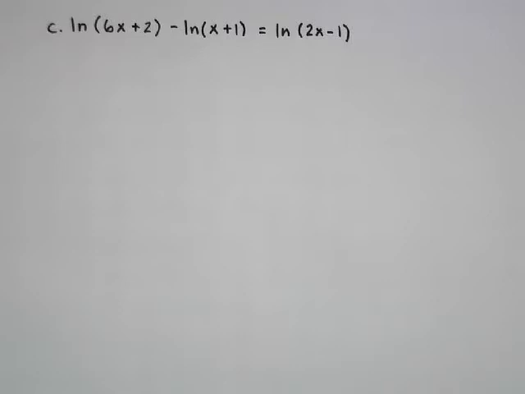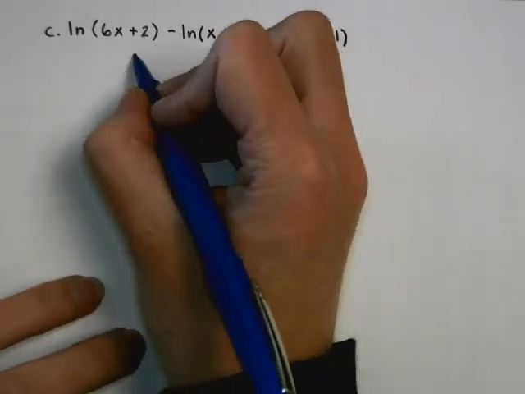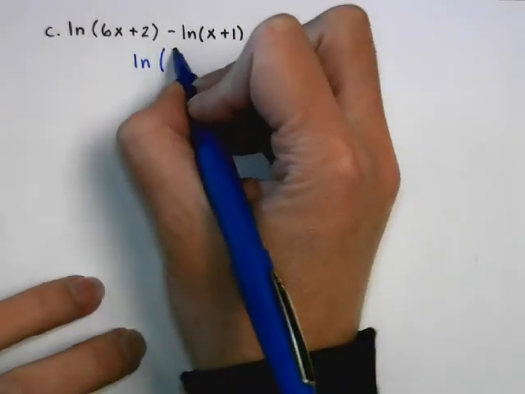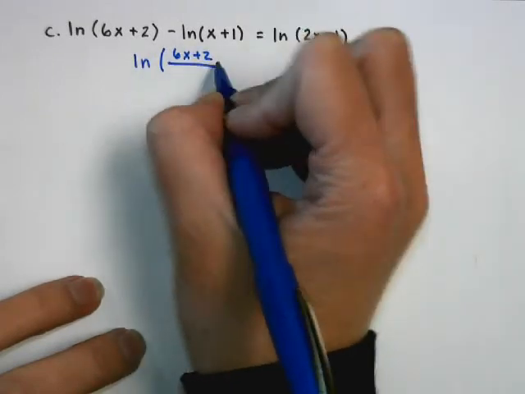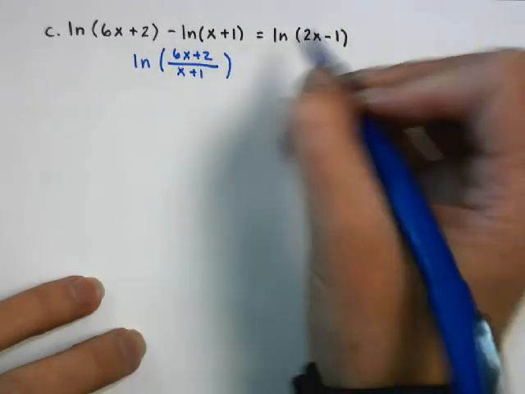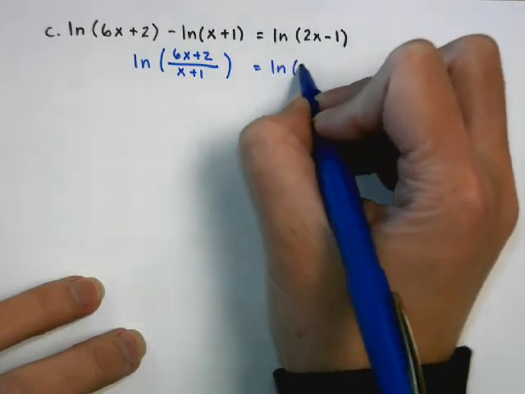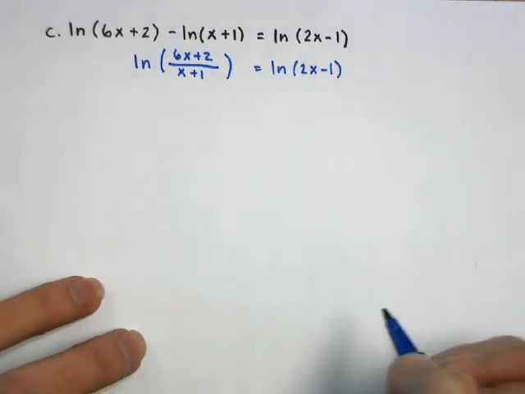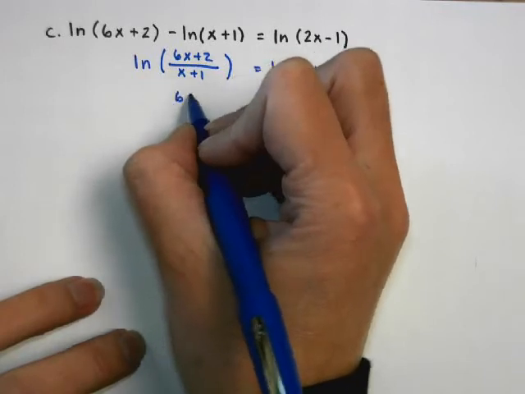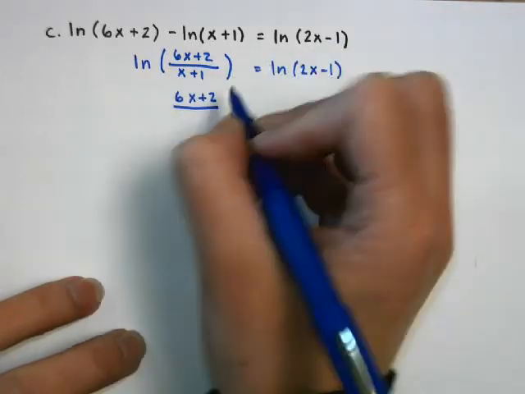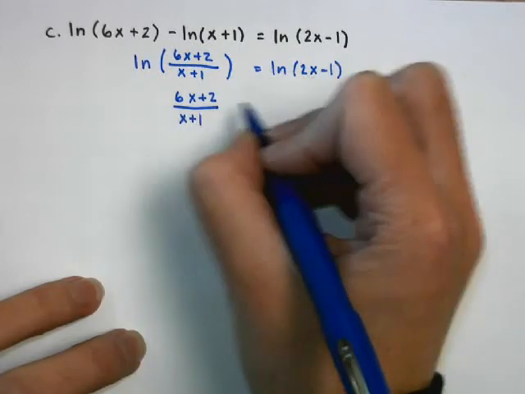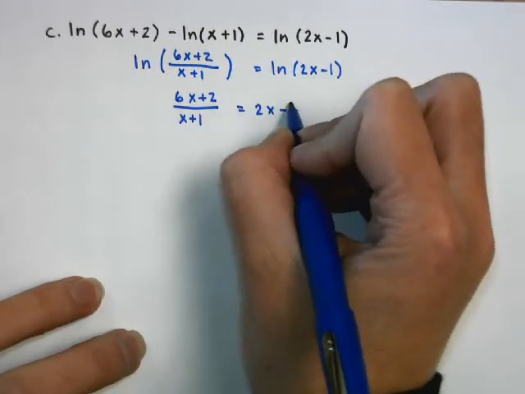Our third example: natural log of 6x plus 2 minus natural log of x plus 1 equals natural log of 2x minus 1. Again, we're going to use the quotient rule here. So this side is going to equal natural log of (6x plus 2) over (x plus 1). Then we can drop the logs. So (6x plus 2) over (x plus 1) is equal to 2x minus 1.